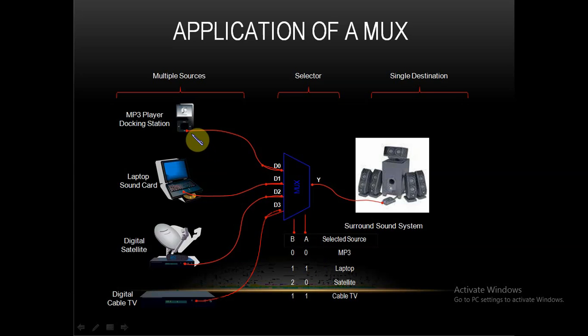And these are the selected sources. The first source is connected with 0 0, that is the MP3. When you connect the laptop, and the select line is 1 1, it means the laptop, digital set-top box, and cable TV. This is the selection, and we will play the song on the sound system from the selected source among the multiple sources given here: MP3, laptops, digital satellite, cable TV, DVD, VCR, all those things.